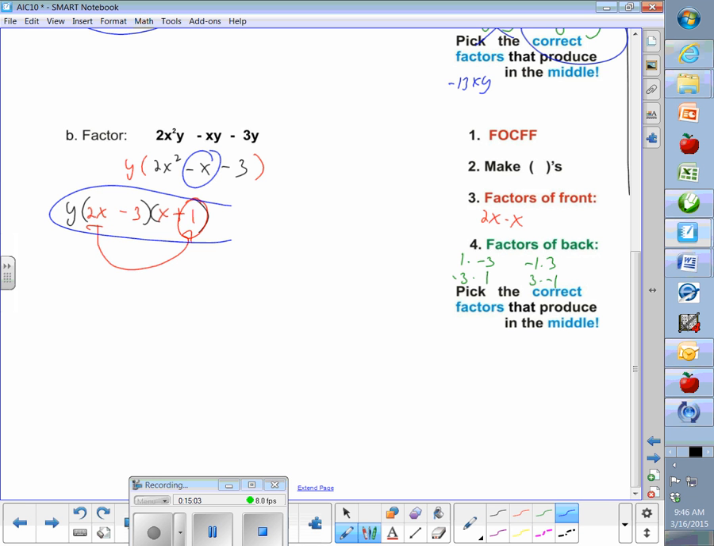I'm thinking it through. Front times back gives me what? All right, the other number in the middle. Okay, can that end up giving me the middle? What signs would make that work? When the back is a positive 1 and the middle is a negative 3. How many got that correct?